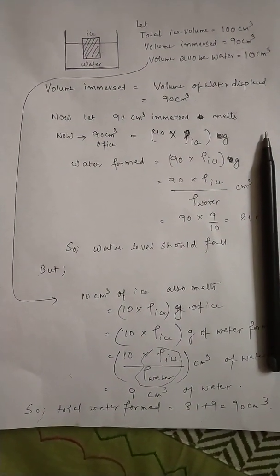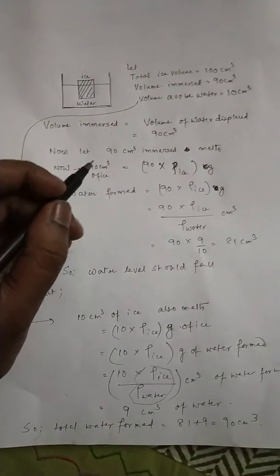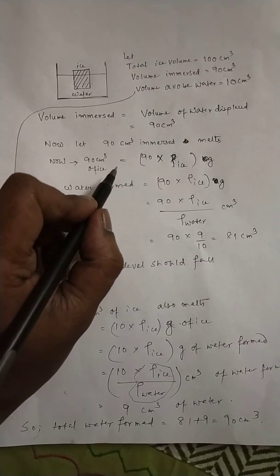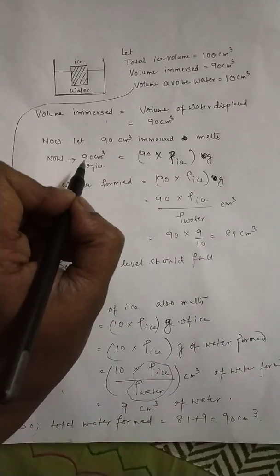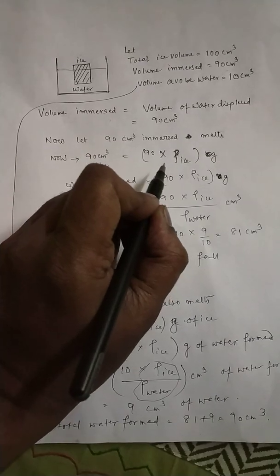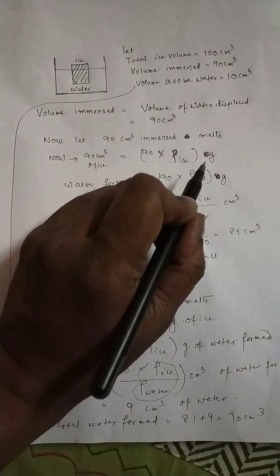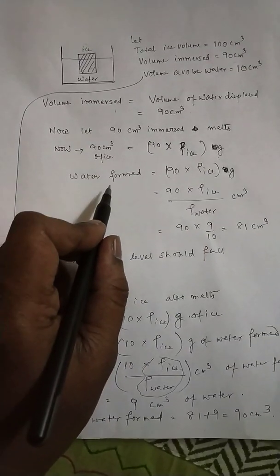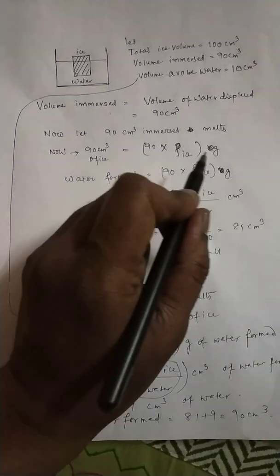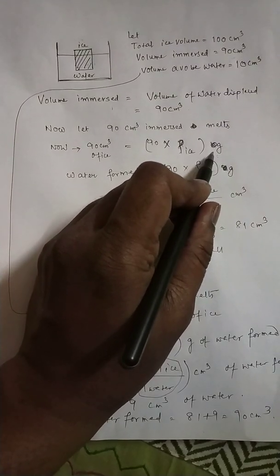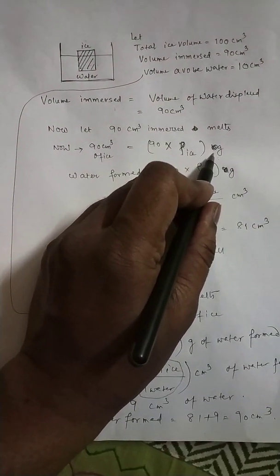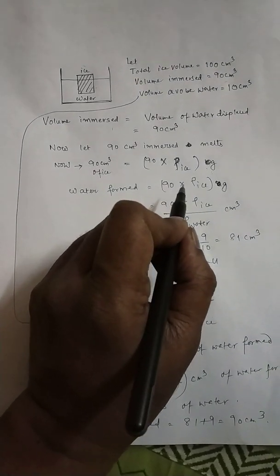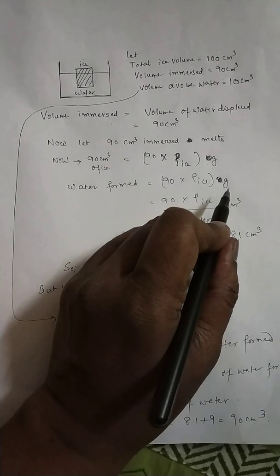So what happens now? Now you can see, when the 90 centimeter cube of ice is melting, what is the mass of ice that is melting? So 90 centimeter cube is the volume. You multiply with the density of ice and get the grams of ice that is melting. Now what is the water formed? Water formed will be the same mass. Mass will not change, right? Because mass is the amount of matter content in a body. So the mass of the water formed will again be 90 into density of ice grams.